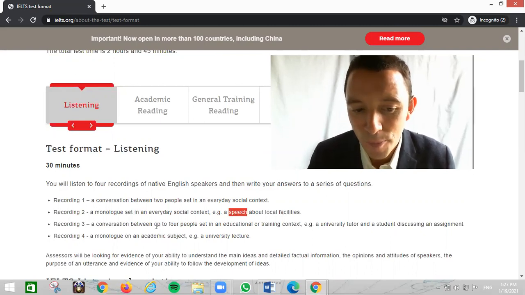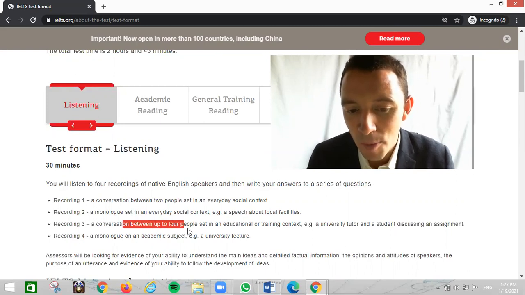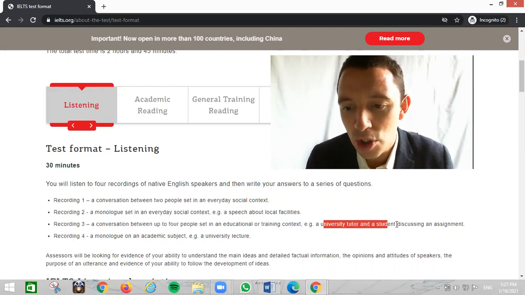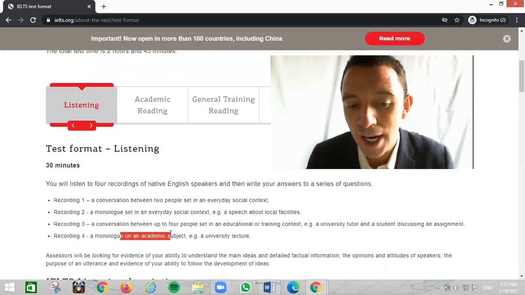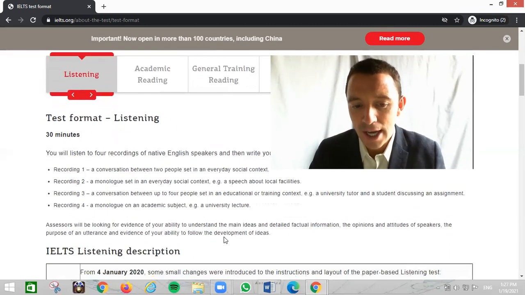And the third one, a conversation between up to 4 people in an educational or training context. For example, a university tutor and a student discussing an assignment. So the third one is an educational context. The second one is a monologue in an everyday context. And the first one is a conversation between 2 people in an everyday context. And the fourth one is a monologue again, but on an academic subject. Okay, so that's really the listening structure.